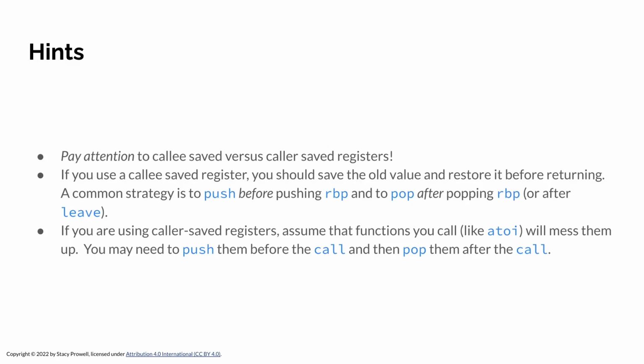You should pay attention to callee versus caller saved registers. You should save the ones you need to save. If you want to use a callee saved register, you need to save it and then restore it at the end. If you are calling something like atoi, you need to save any caller saved registers, because you're the caller then, and restore them after that call. You should assume that atoi will mess up any of those caller saved registers.